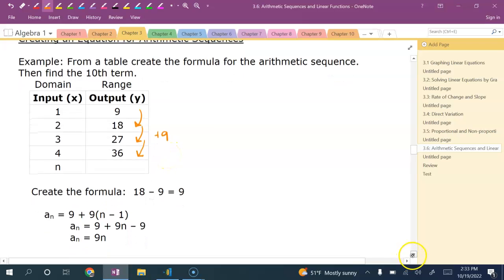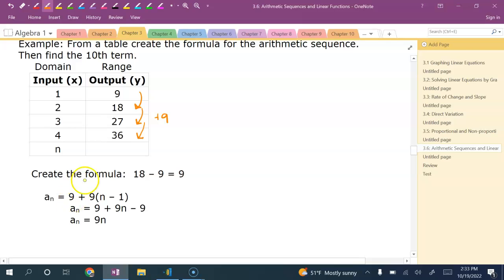So to write the equation, your first term comes from that 9 at the start of the chart. So 9 plus 9 again, because that's the difference, and then times n minus 1. Then they would have distributed the 9, so they had 9 plus 9n minus 9. And just like we saw in that last example, this 9 and the minus 9 are going to cancel each other off, and so you're left with a_n equals 9n.